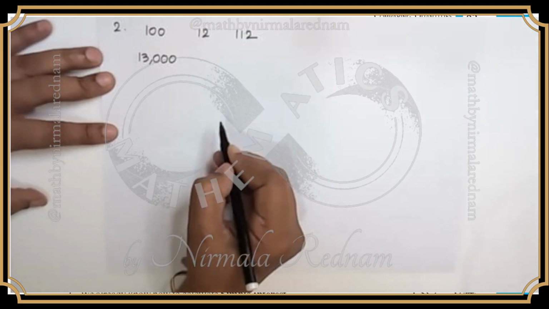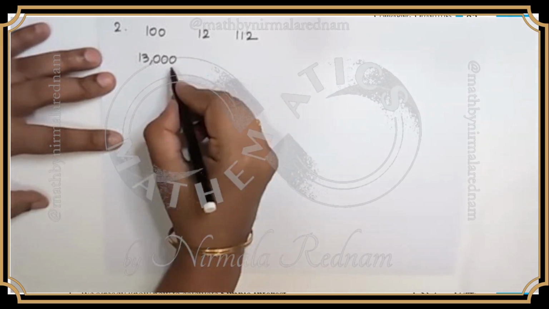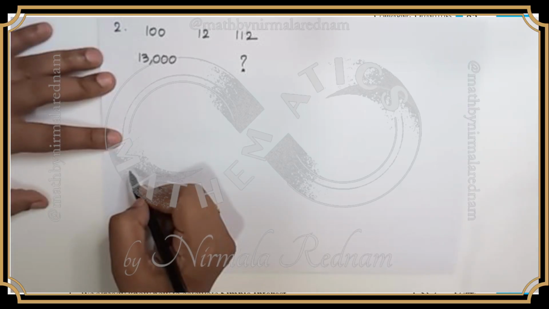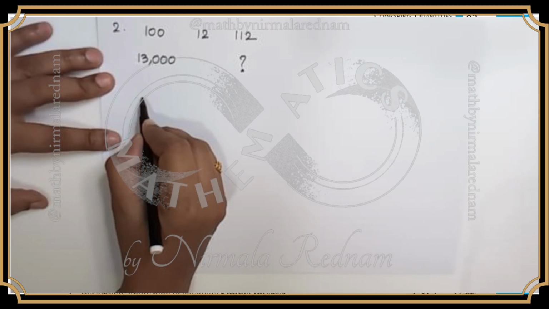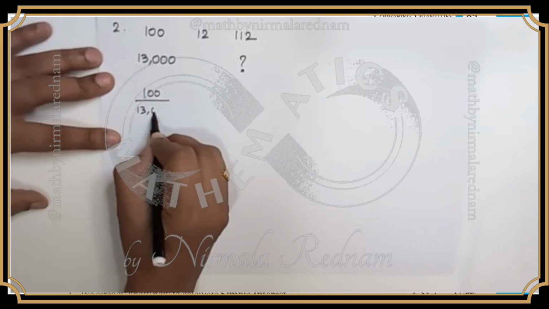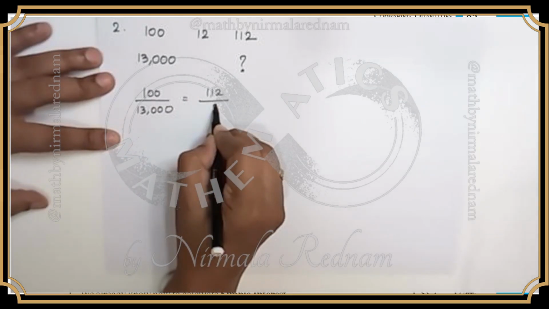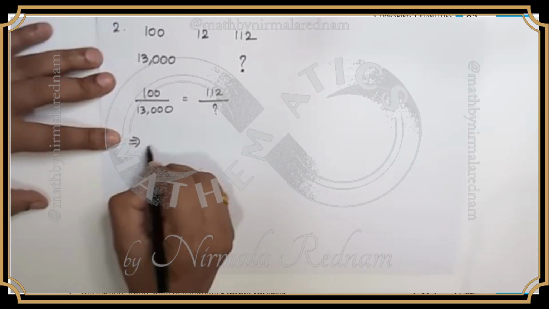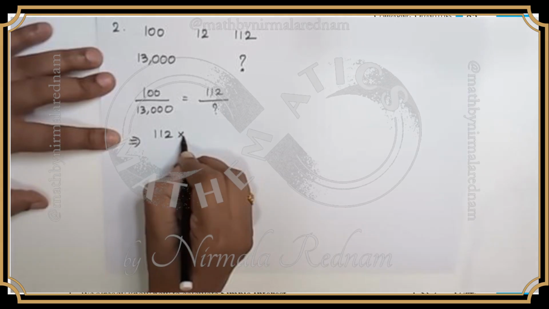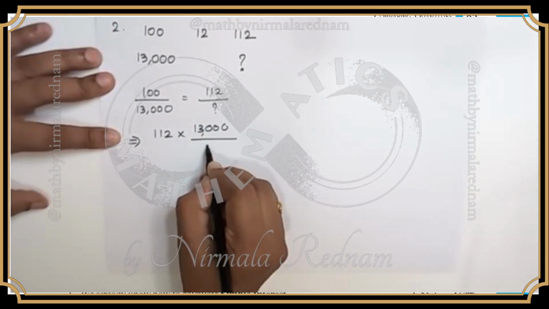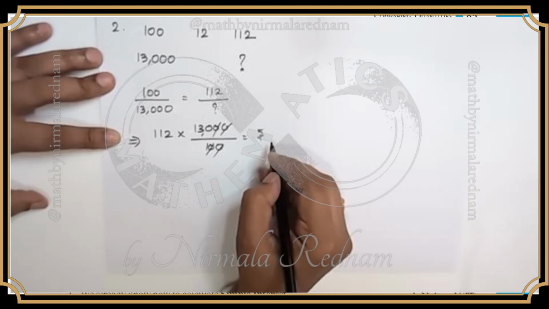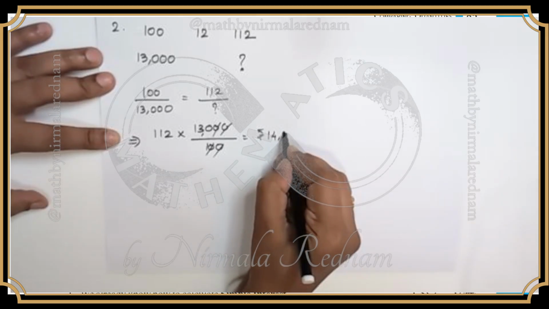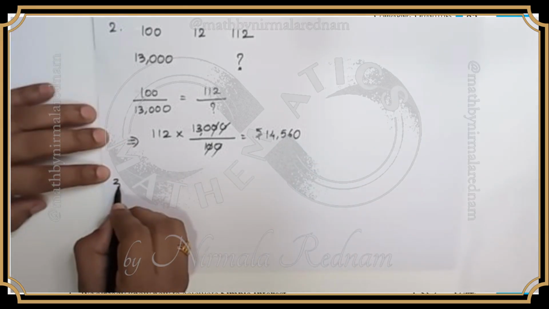So what is the total amount you're going to pay? 112 in the percentage world. In the real world, how much is this amount that you're going to pay? If you look at this cross multiplication, you're going to get 100 by 13,000 is the same as 112 by whatever we want to calculate. So this is 112 into 13,000 by 100. And this amount happens to be 14,560. So that is your answer.